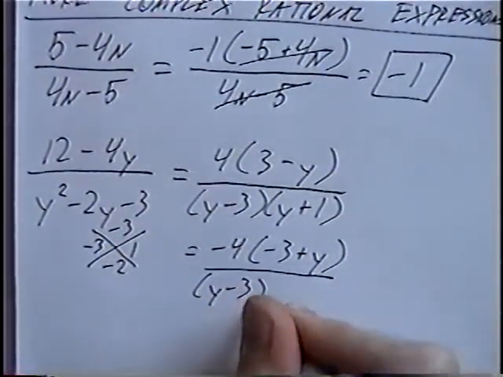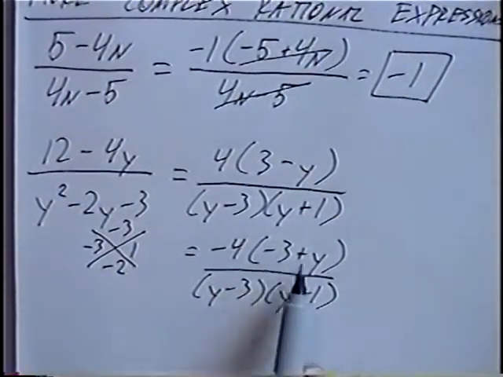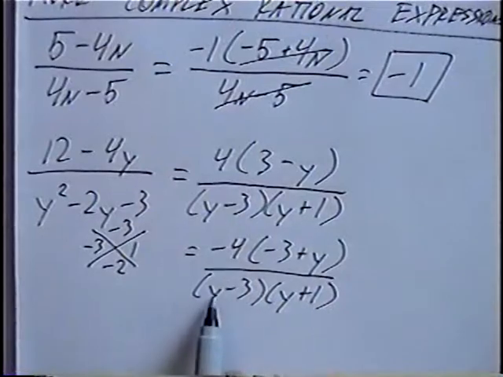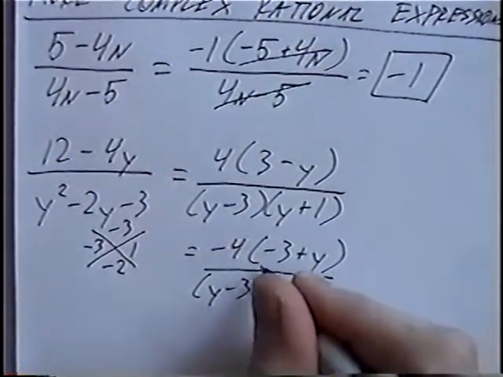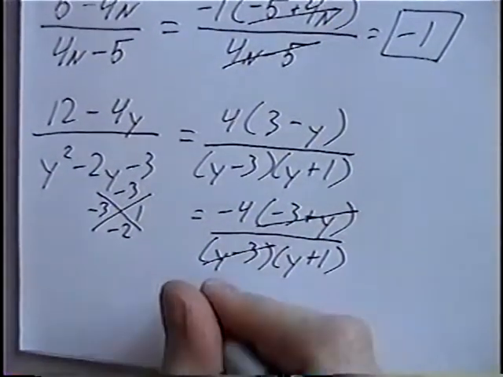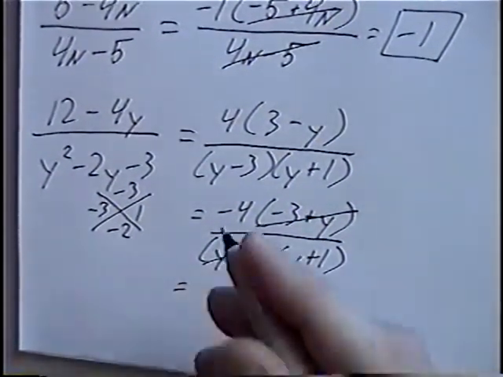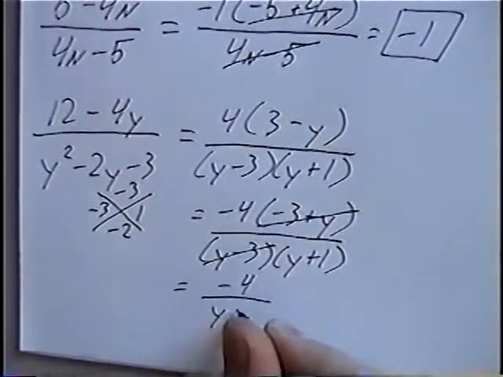The denominator we can leave the same. And again, negative 3 plus y is the same as y minus 3. The terms are just switched around, but we can cancel those out. And our final answer is what's left. Negative 4 in the numerator and y plus 1 in the denominator.